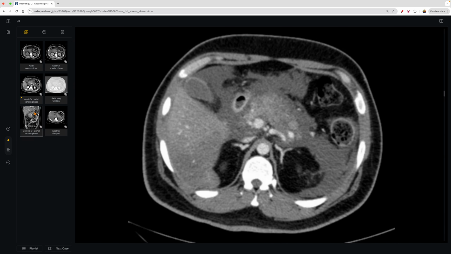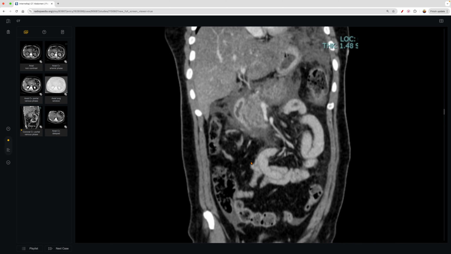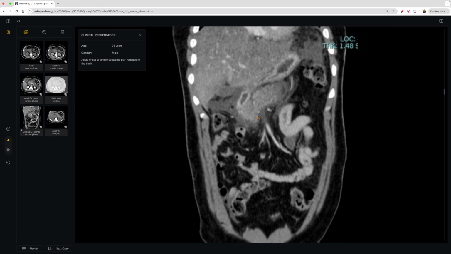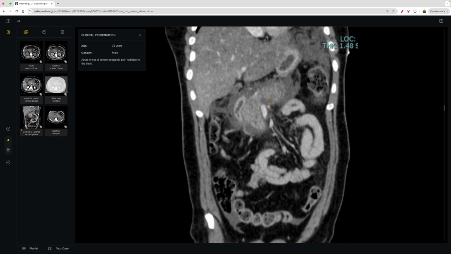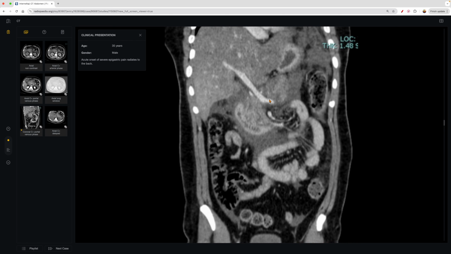Our next case here, so again, I'm going to look at the coronal first. So this next case is a 35-year-old male, acute onset of severe epigastric pain radiating to the back. So that's a pretty classic presentation for pancreatitis. So as we look here, we can see the pancreas, right? It's a bit more difficult to appreciate, and you may be noticing that too.